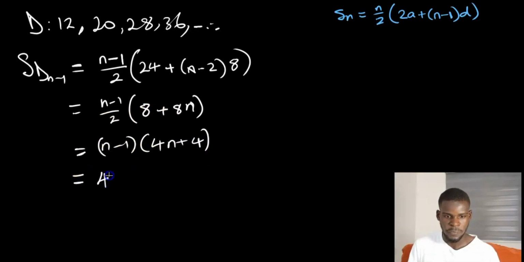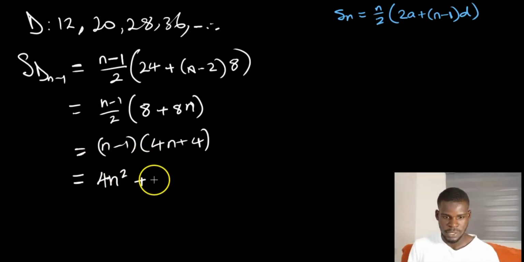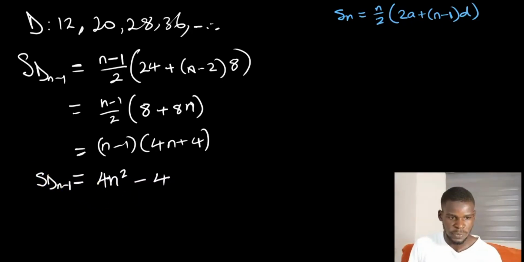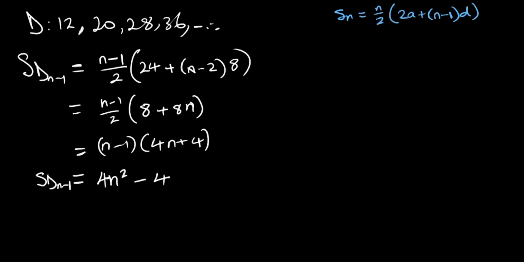We're going to have 4n squared, then this is 4n minus 4n, that's 0, and then minus 4. Good. This is the sum of the first n minus 1 terms of the new sequence, which was formed from the differences of consecutive terms of our original sequence. Okay, so this is what we have.